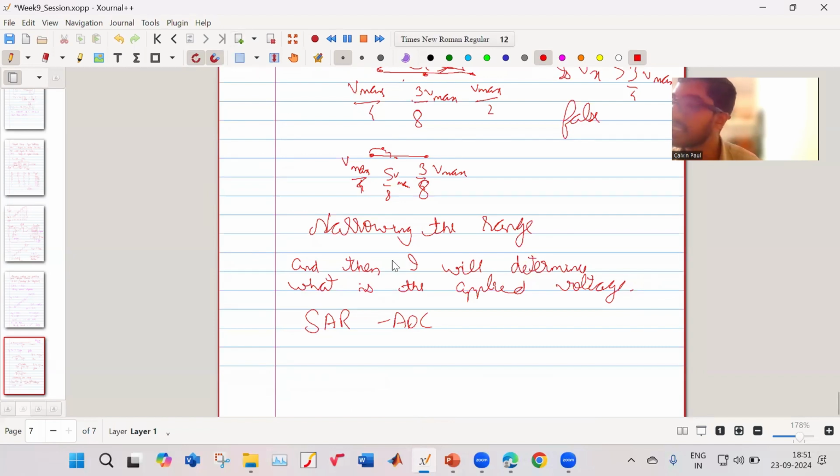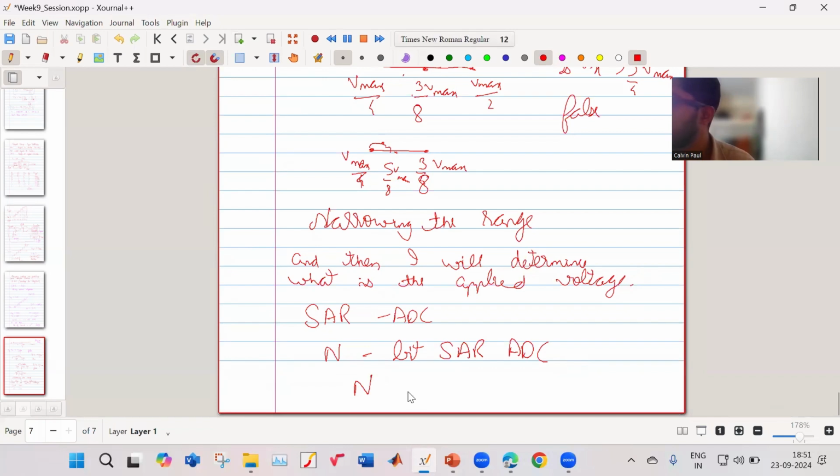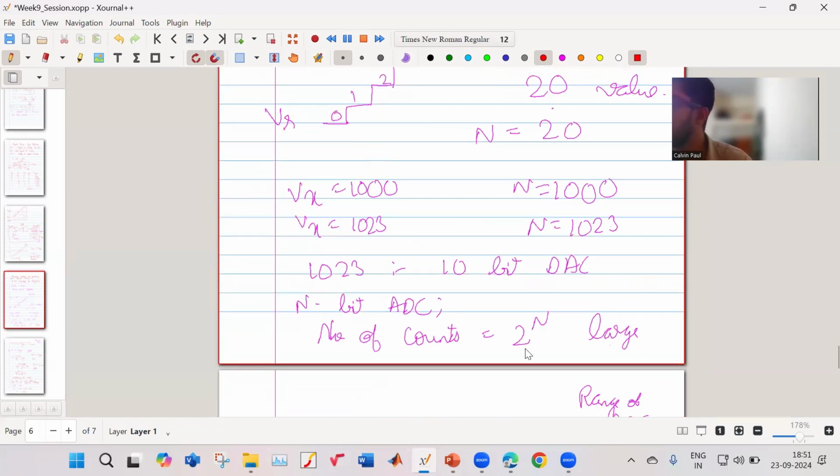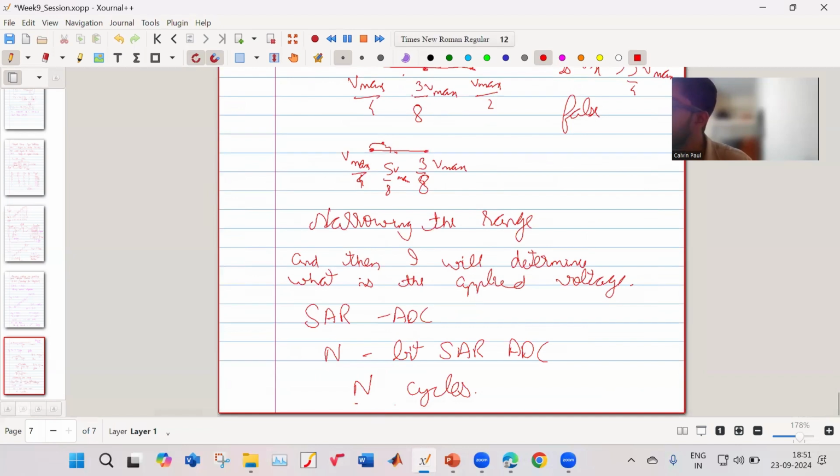Next, how many cycles does this need? Suppose there's an n-bit SAR ADC, then it will require n cycles. So in the previous case, it required 2 raised to n cycles, which is very large. But in this case, it requires only n cycles.